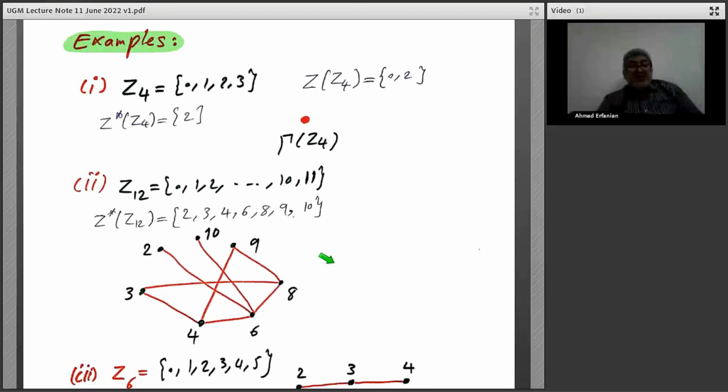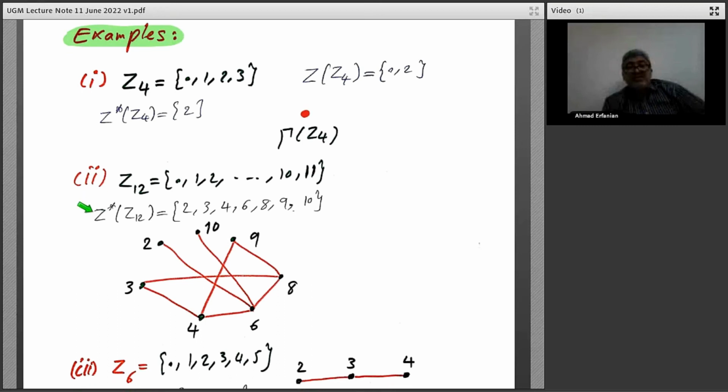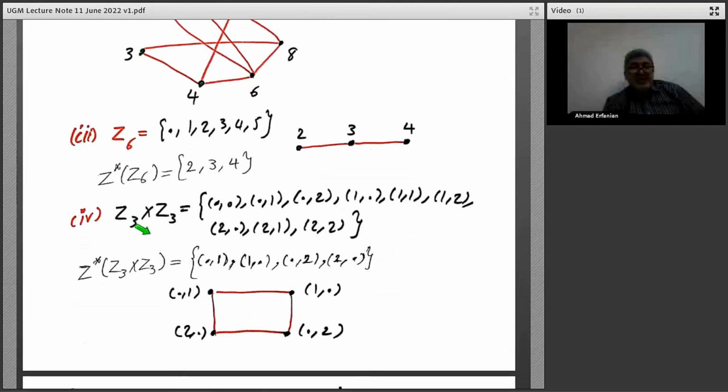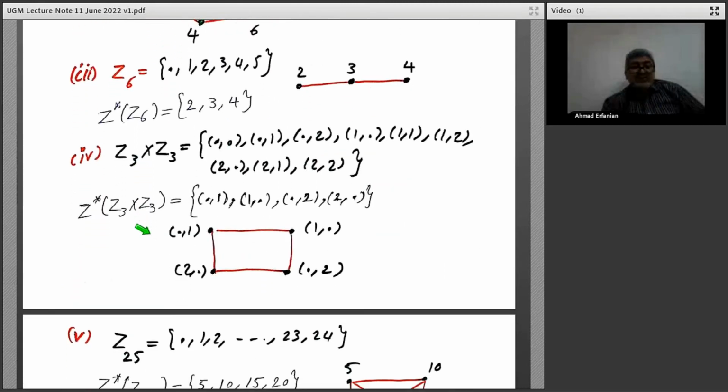Here is an example for Z4. For Z4, the set of zero divisor elements is 0 and 2. So we remove 0, and we will have only vertex 2. So that's the only isolated vertex. For Z12, we take the zero divisor elements and remove 0, so we have 2, 3, 4, 6, 8, 9, and 10. And here you can see the graph.